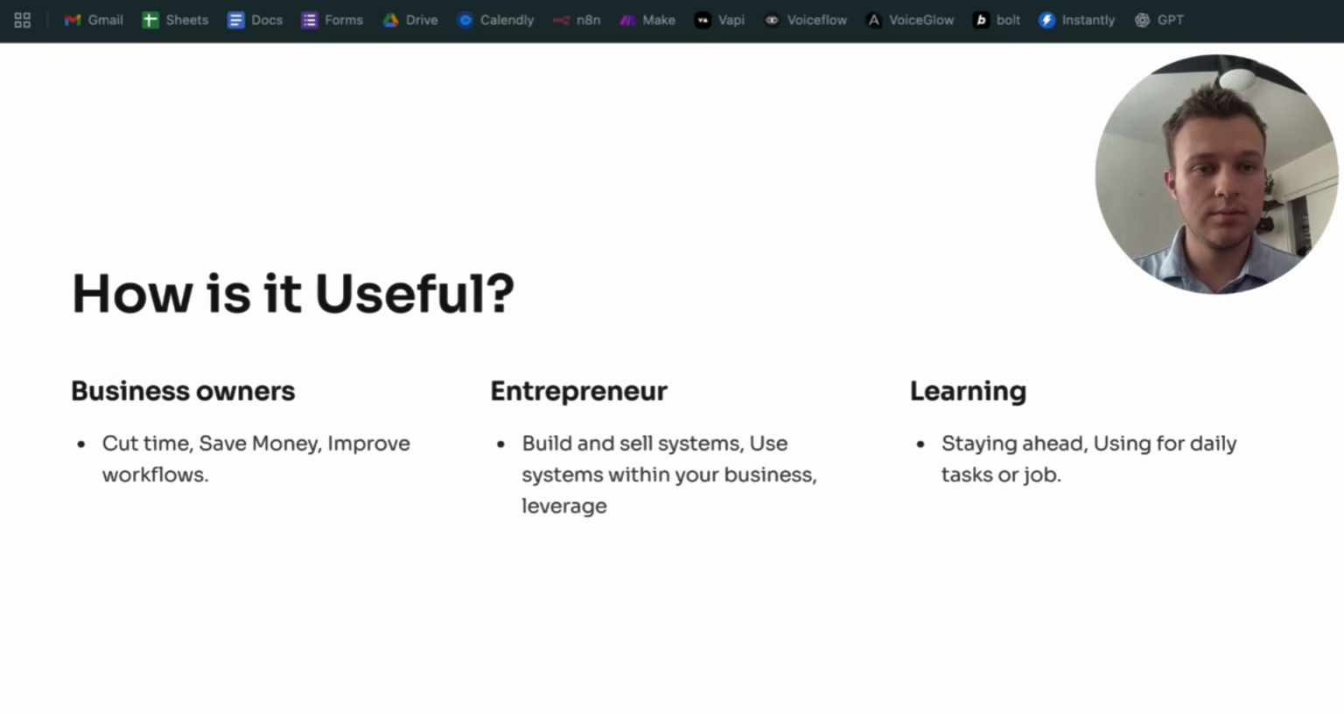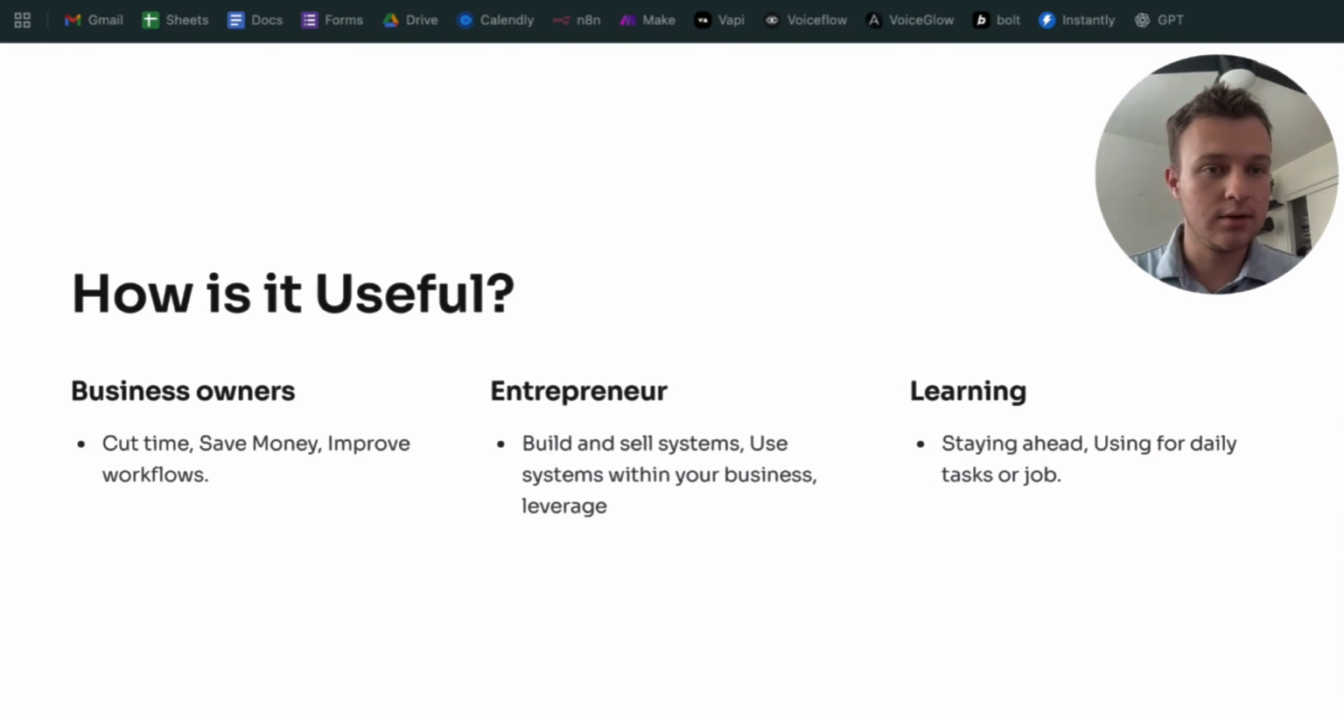And for an entrepreneur, there's a great opportunity to build and sell these systems and use these systems within your own business for leverage. So as you're starting out, it's a lot cheaper and a lot more efficient than either hiring somebody that you can't necessarily afford at the moment, or having to multitask and be the CEO while you're being the sales representative, while you're doing all the fulfillment. It makes it a lot easier.